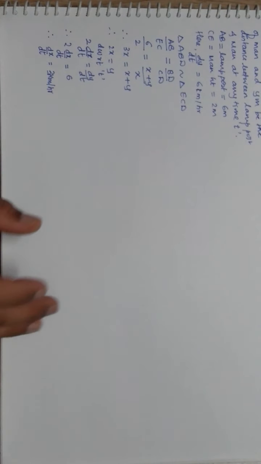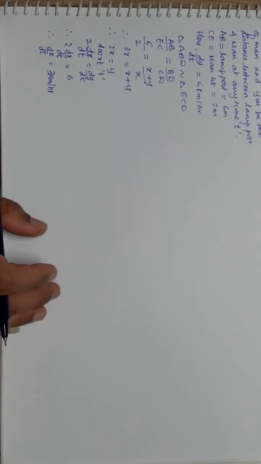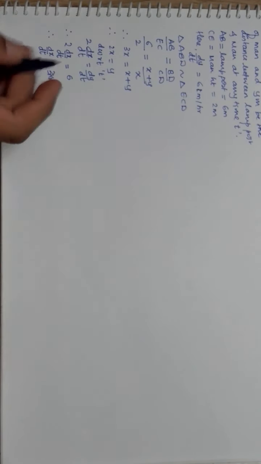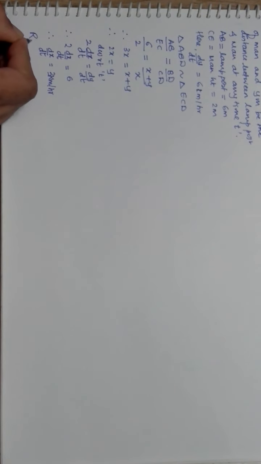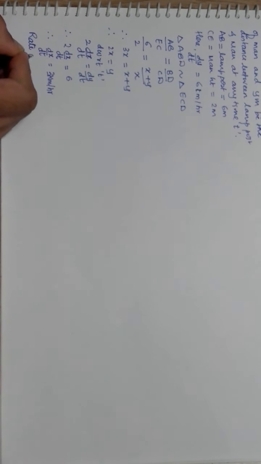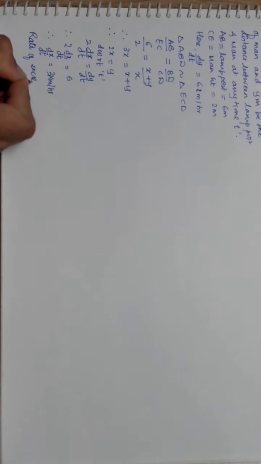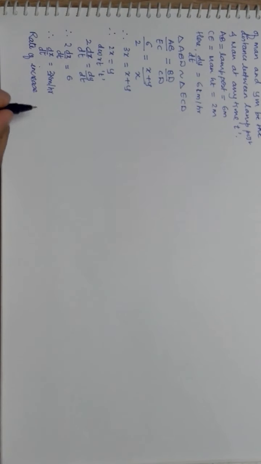The final line says the rate at which the length of shadow is increasing. Rate of increase of shadow will be obviously 3 kilometers per hour.